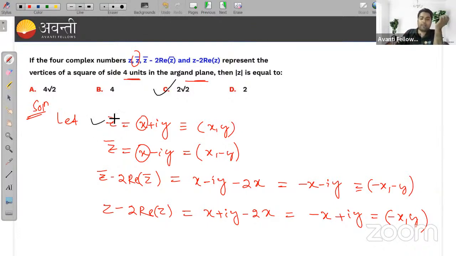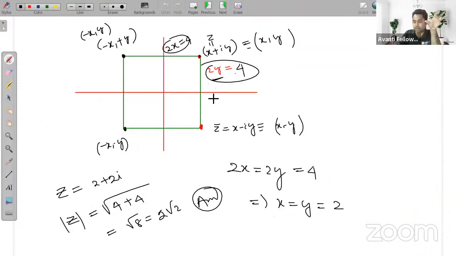Okay, so first I assumed my complex number as x plus iy, and by using my assumed number, I can find all the complex numbers and the coordinates of those points also. Then I plot all the points in the Argand plane. Then I am getting a square whose side is 4 units.